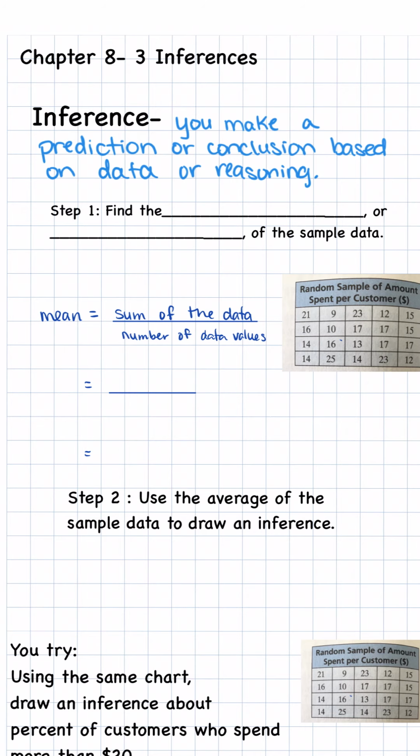A restaurant manager selected a random sample of 20 customers and recorded the amount they spent at their meal. Based on the sample, which is the best estimate? What is the best estimate of the average or mean amount that customers spent on a meal? So here is the chart.